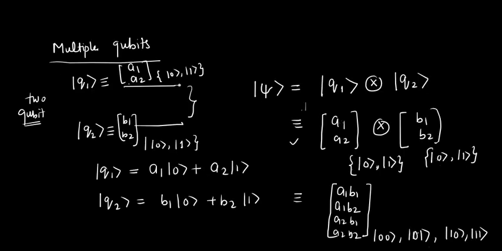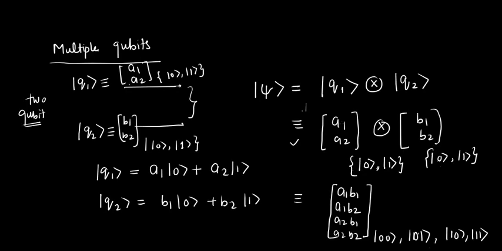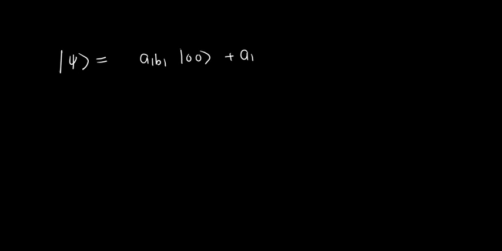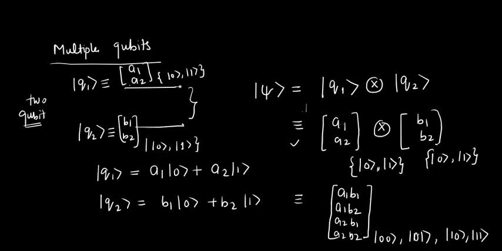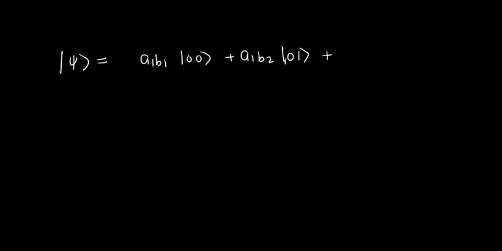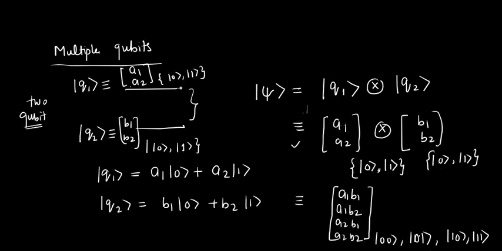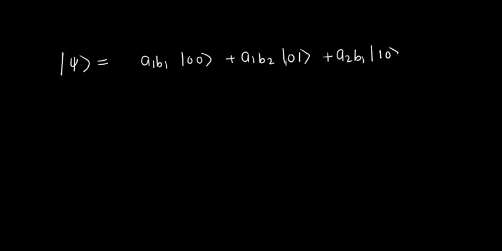It would be A1 B1 amplitude of 0 0, plus A1 B2 of 0 1, plus A2 B1 of 1 0, and A2 B2 of 1 1.